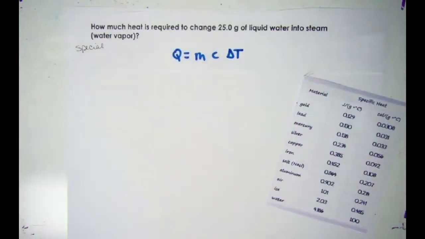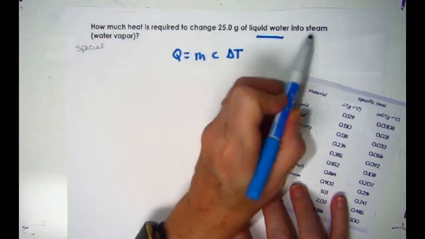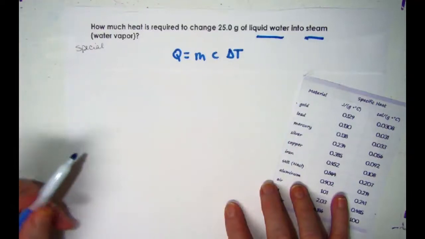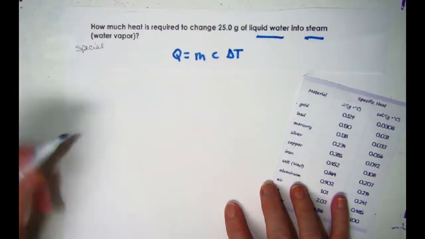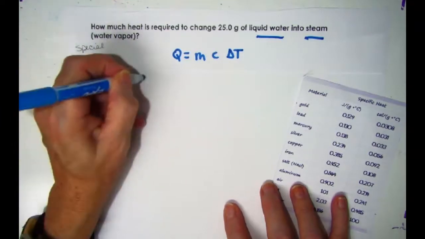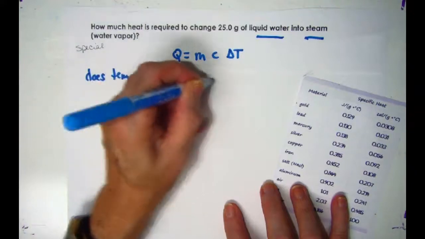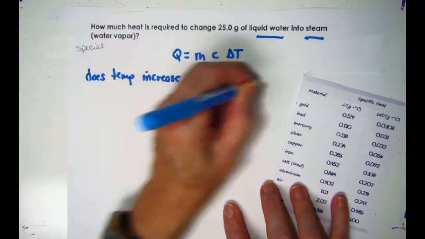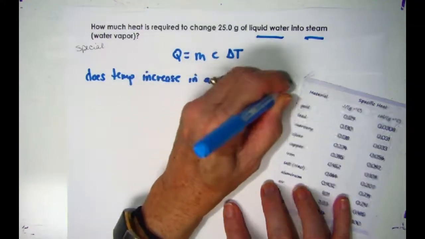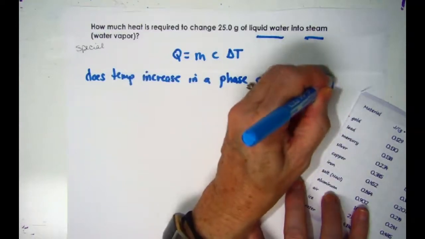That's not the right problem in this particular case, because what I'm going to ask you to look at again, it says how much heat is required to change water liquid into steam. This is a phase change, isn't it? And does temperature increase in a phase change? The answer is, of course, a resounding no.